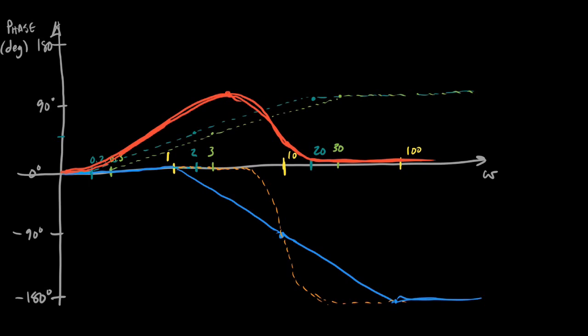All right, so there is our phase response for the transfer function for this example, which included a simple 0 at 2 radians per second, a simple 0 at 3 radians per second, and this quadratic pole at 10 radians per second with a damping ratio of 0.125.